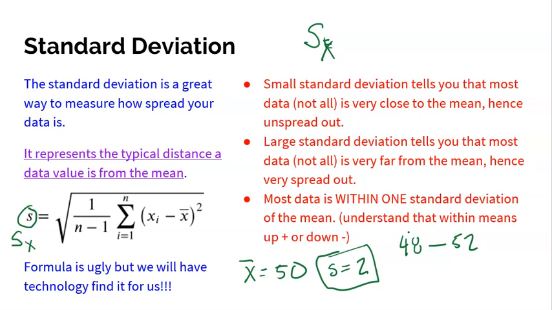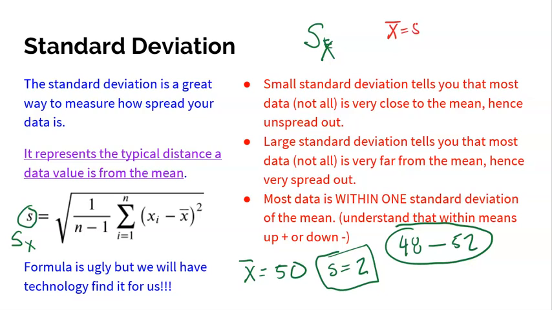So what this means is that a large chunk of data, not all, but most data, is within 48 to 52. That's a pretty small spread. That's pretty much clustered real close to 50. But let's do a second example here up top.